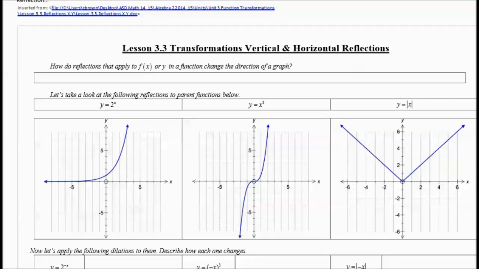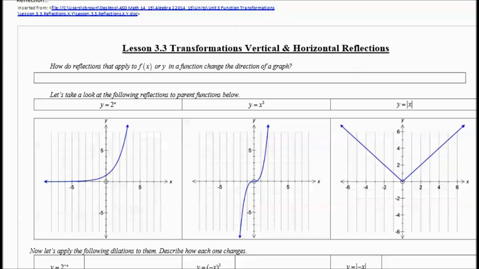So in this case, we're going to look at the reflections. Okay, so reflections are pretty easy because there's only two things that can happen with a reflection. So our goal for this lesson is to answer the question, how do reflections that apply to f of x or y in a function change the direction of the graph?